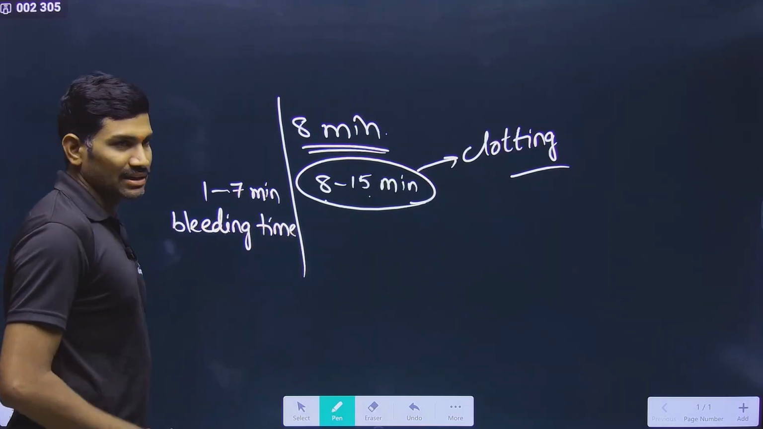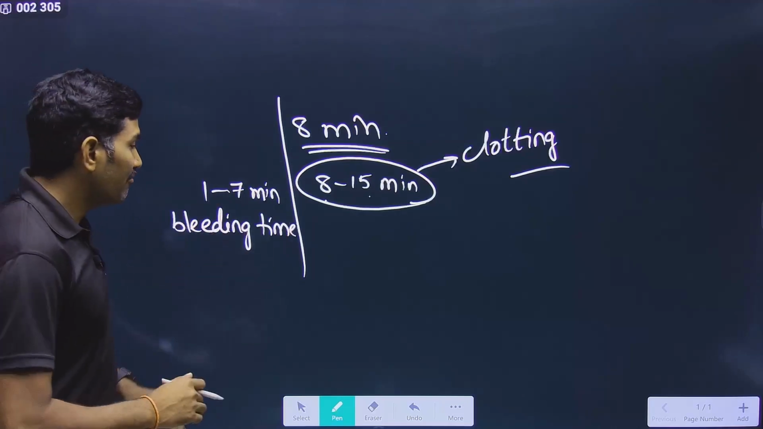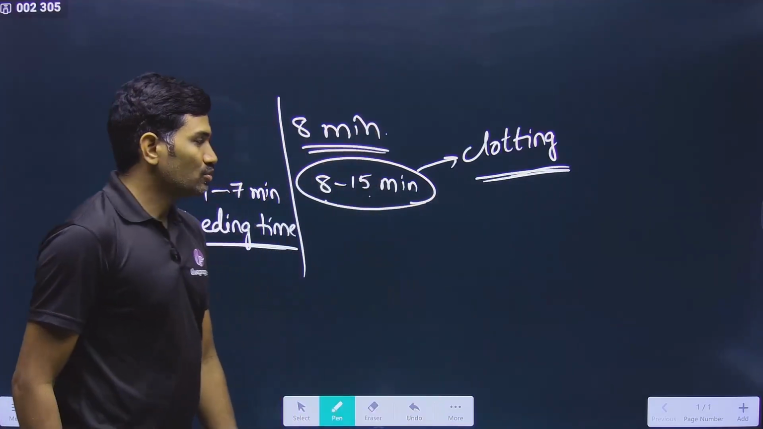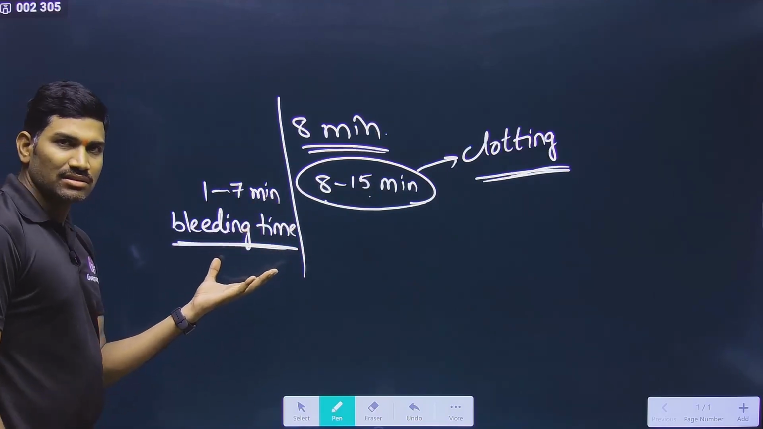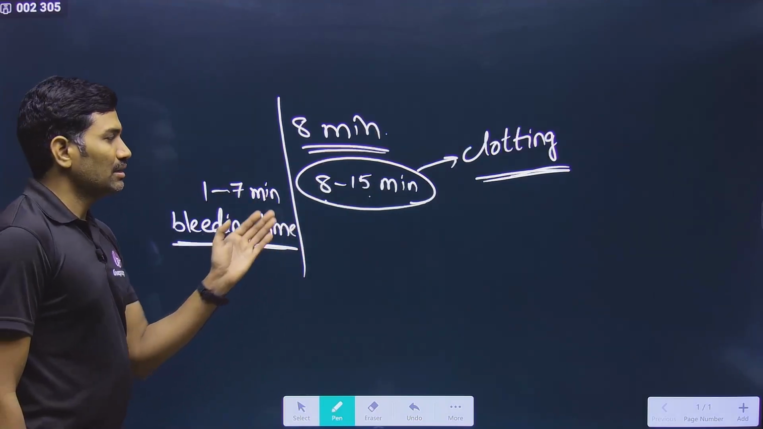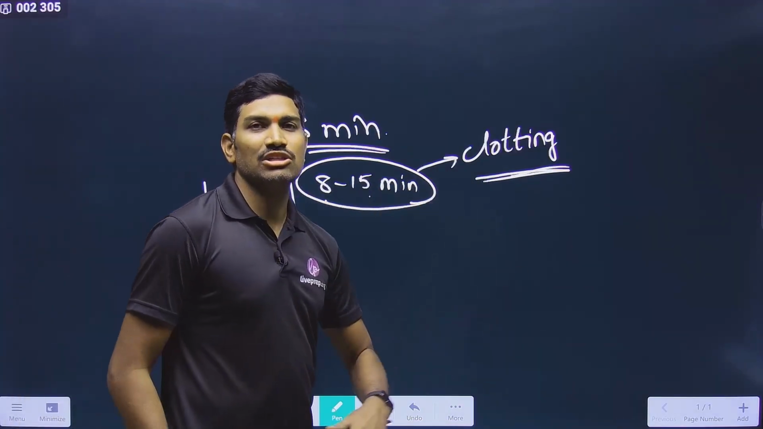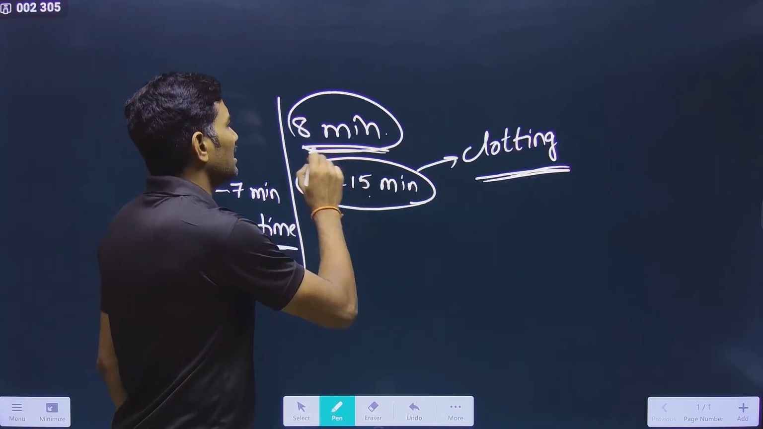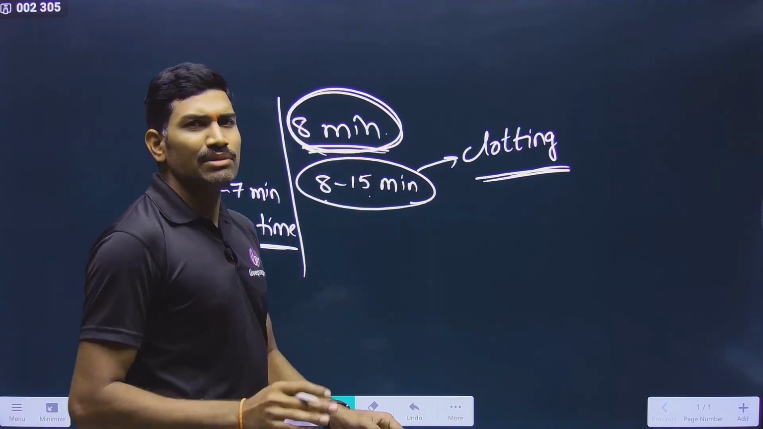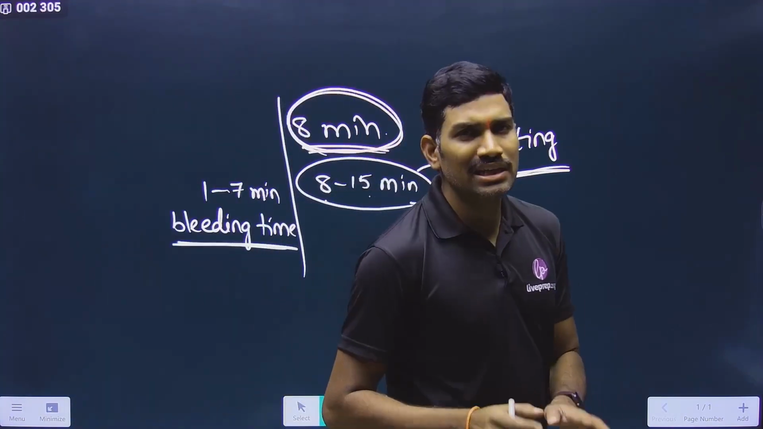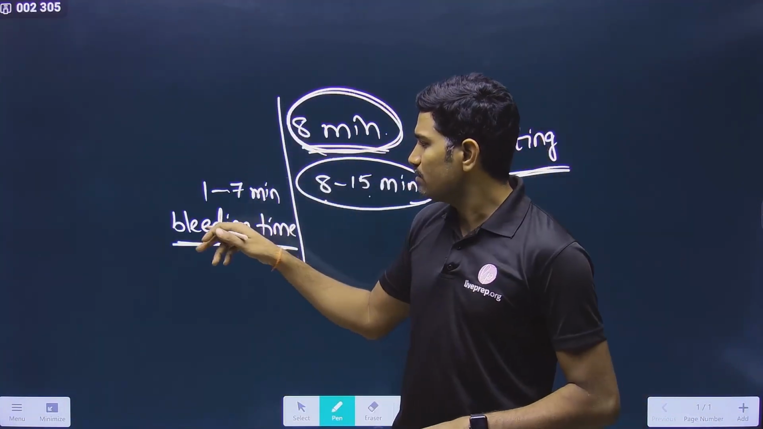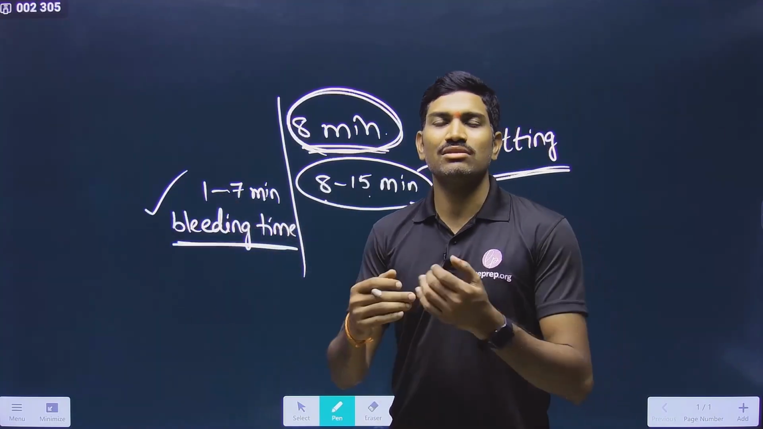Bleeding time. Please remember, the information is the same, but the way in which they ask the question is very, very important. Before 8 minutes, there is a chance of bleeding, but after 8 minutes, there is a chance of clotting. So the standard information is that a minimum of 8 minutes is taken for blood clotting. That means before this will be the bleeding time, where the bleeding is actually occurring.